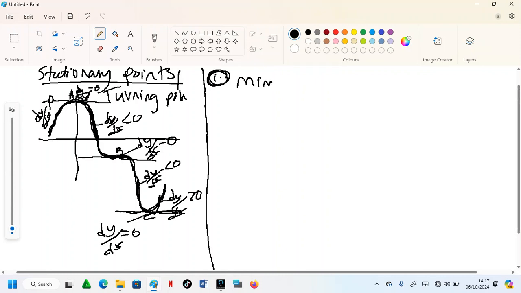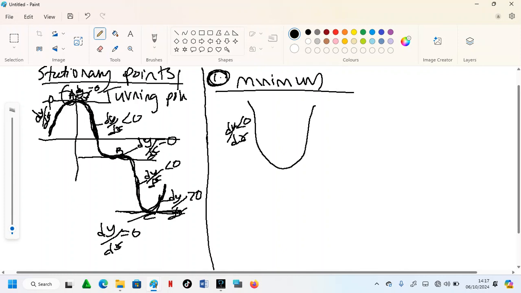We have the minimum, and the minimum looks like this. That is how the minimum looks, like A. Point A is a minimum, where dy dx is less than 0, of course, becomes 0 at the turning point, and then becomes greater than 0 in the end. That is a minimum, right?